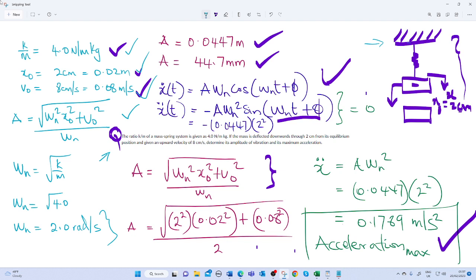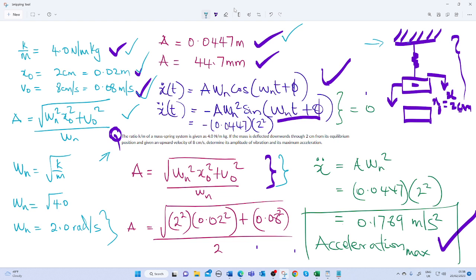Now, by inputting our Wn, which is the angular frequency, into this equation and the other parameters, we have A equals the root of Wn squared x0 squared plus V0 squared, over Wn. That gives us A, which is amplitude, to be the root of 2 squared multiplied by 0.02 squared plus 0.08 squared, over 2. That gives us our amplitude to be 0.0447 meter. That is 44.7 millimeter.